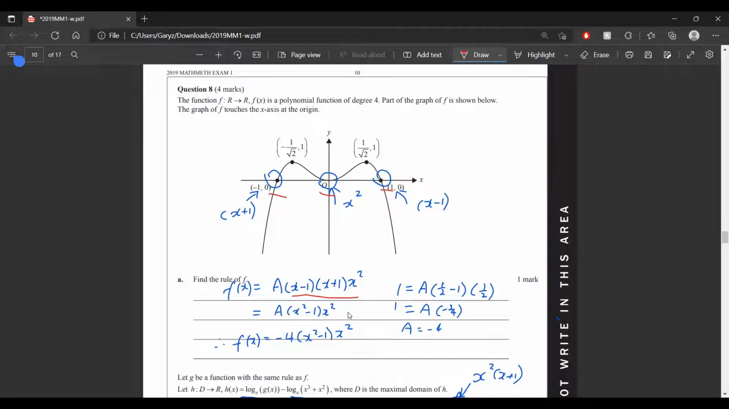What a lot of people forget is that there is a dilation at the front, and I just use the letter A to represent that. So we can't forget that there can be a dilation in front. To work out the dilation, we sub in the point given, which is shown here, and we get A is -4. Then we get our graph, which is basically this.